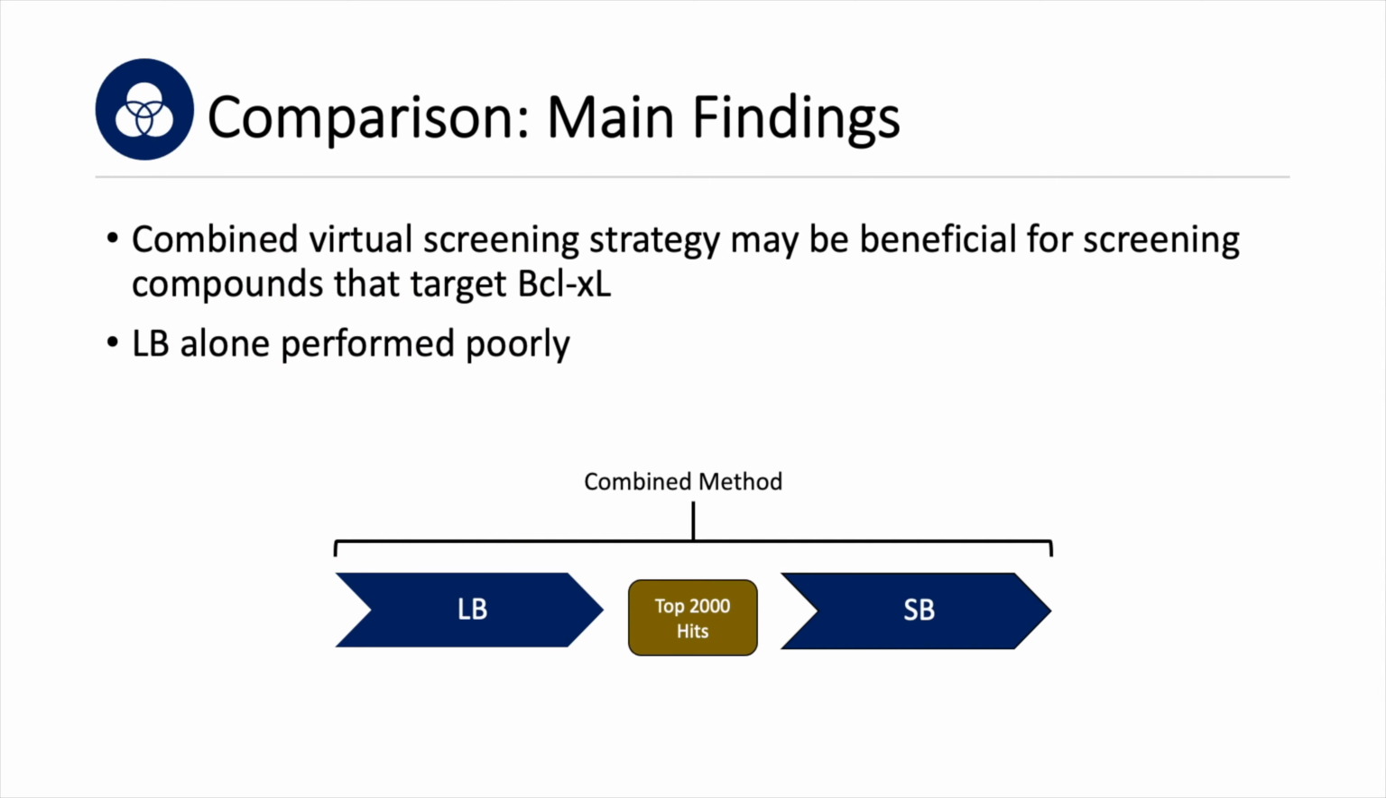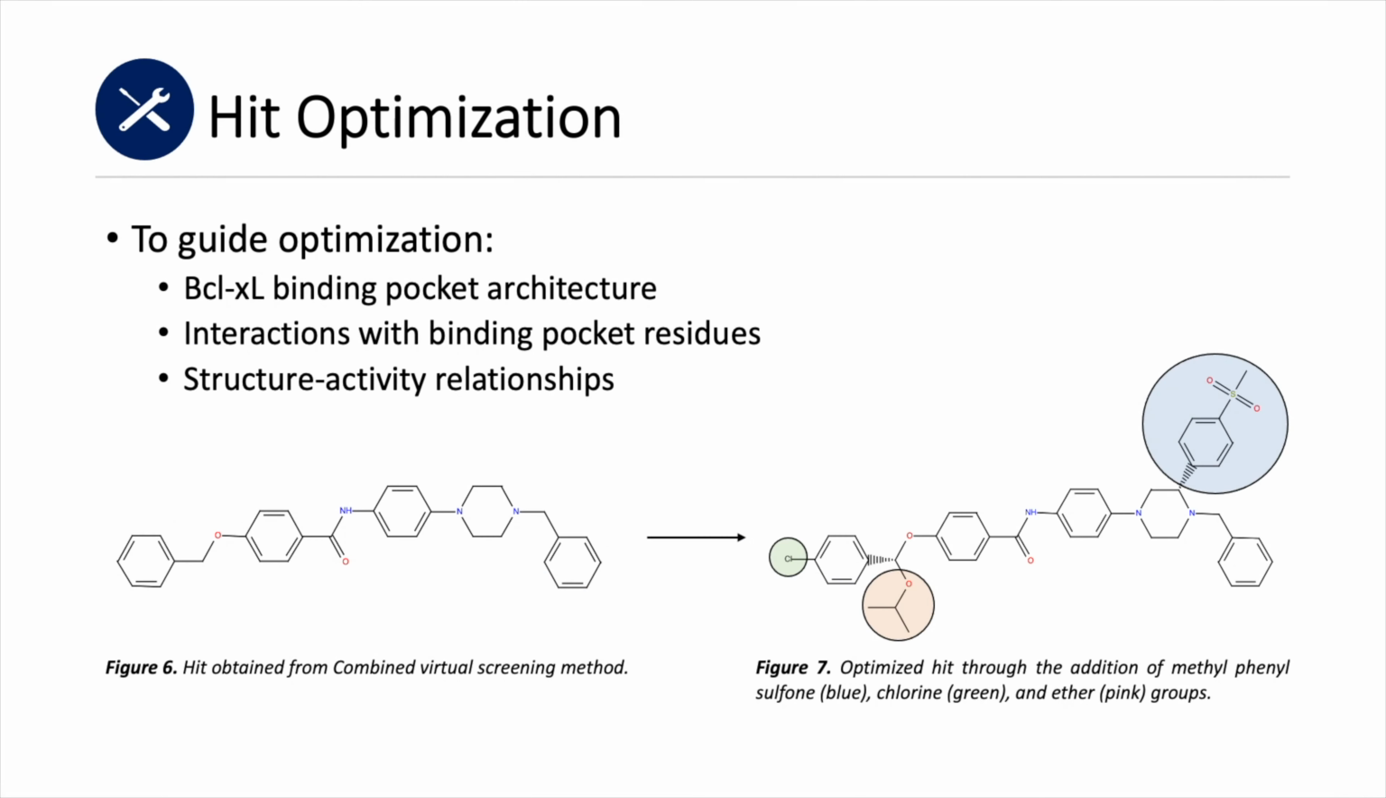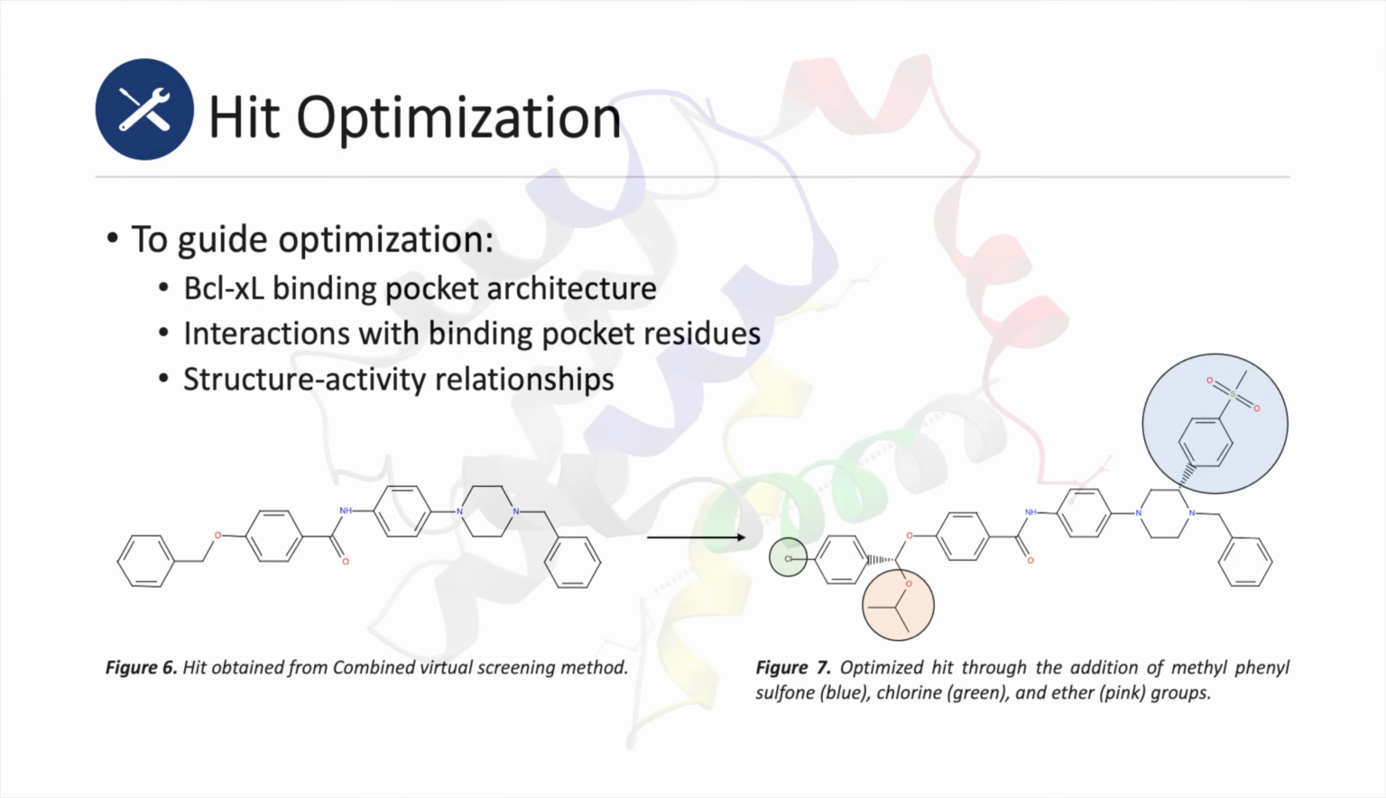Results suggest that a combined screening approach may be a better screening strategy compared to each of the methods alone. Consistent with poorer pose prediction by LB observed previously, enrichment also demonstrated that LB alone is a poor screening strategy for Bcl-xL. To demonstrate the application of this finding, a hit from the combined method, shown in Figure 6, was optimized, shown in Figure 7. Optimization was guided by analyzing Bcl-xL binding pocket architecture, interactions with binding pocket residues, and structure-activity relationships.